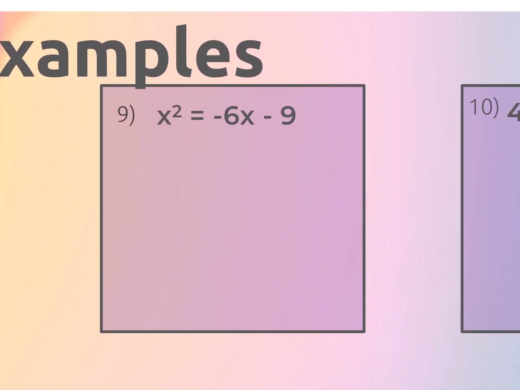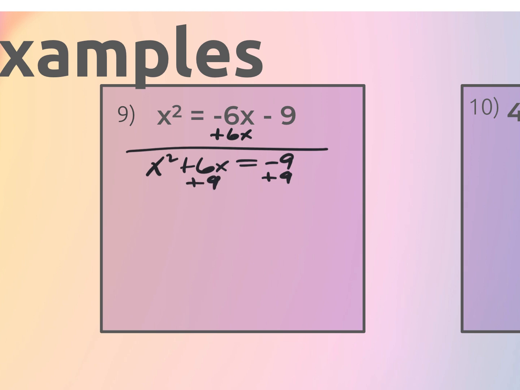So for number 9, remember your equation needs to be set equal to 0. Always try to keep your x squared term positive. So instead of subtracting x squared, I'm actually going to subtract the 6x. Add the 6x. Then add the 9. And now my equation is set equal to 0.